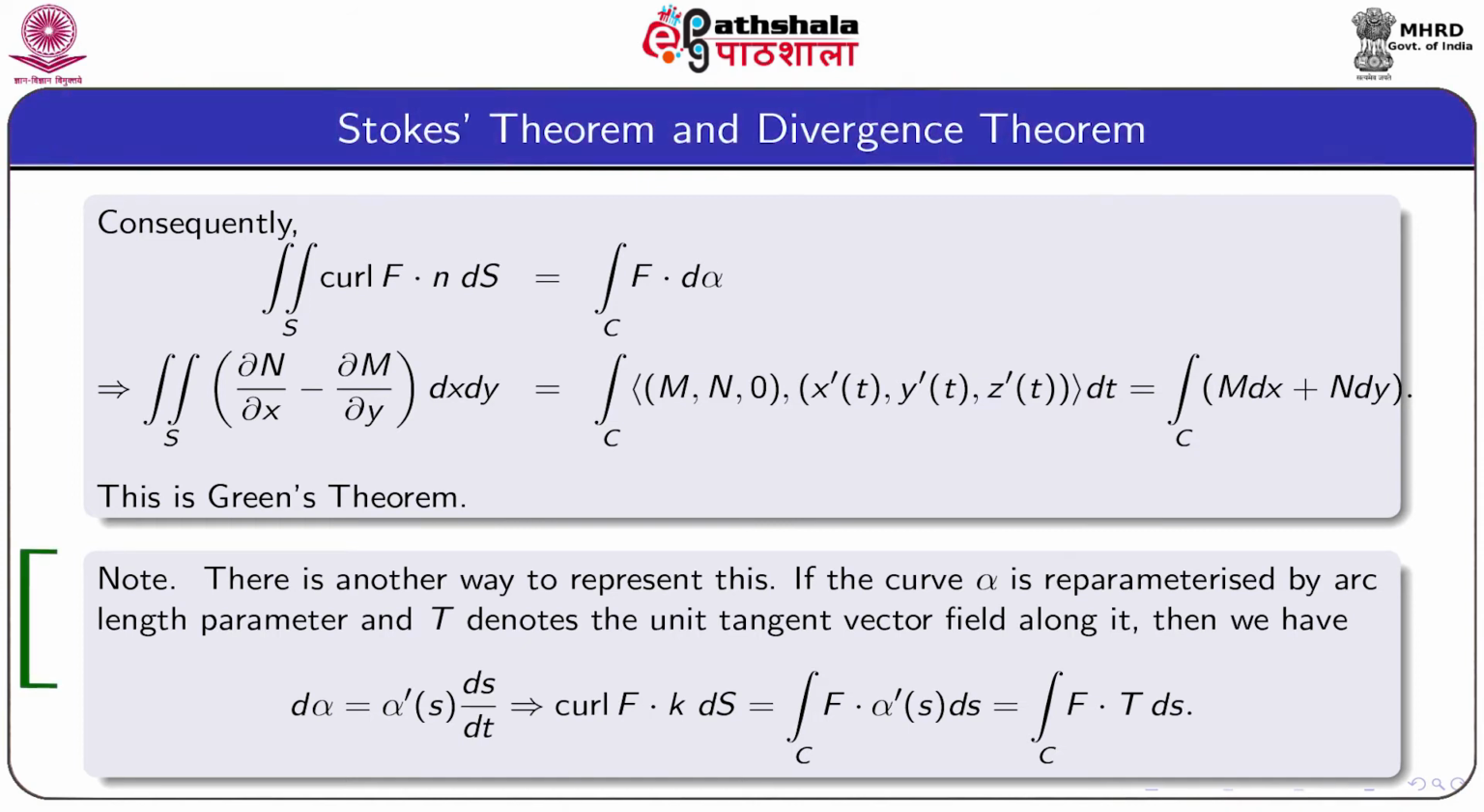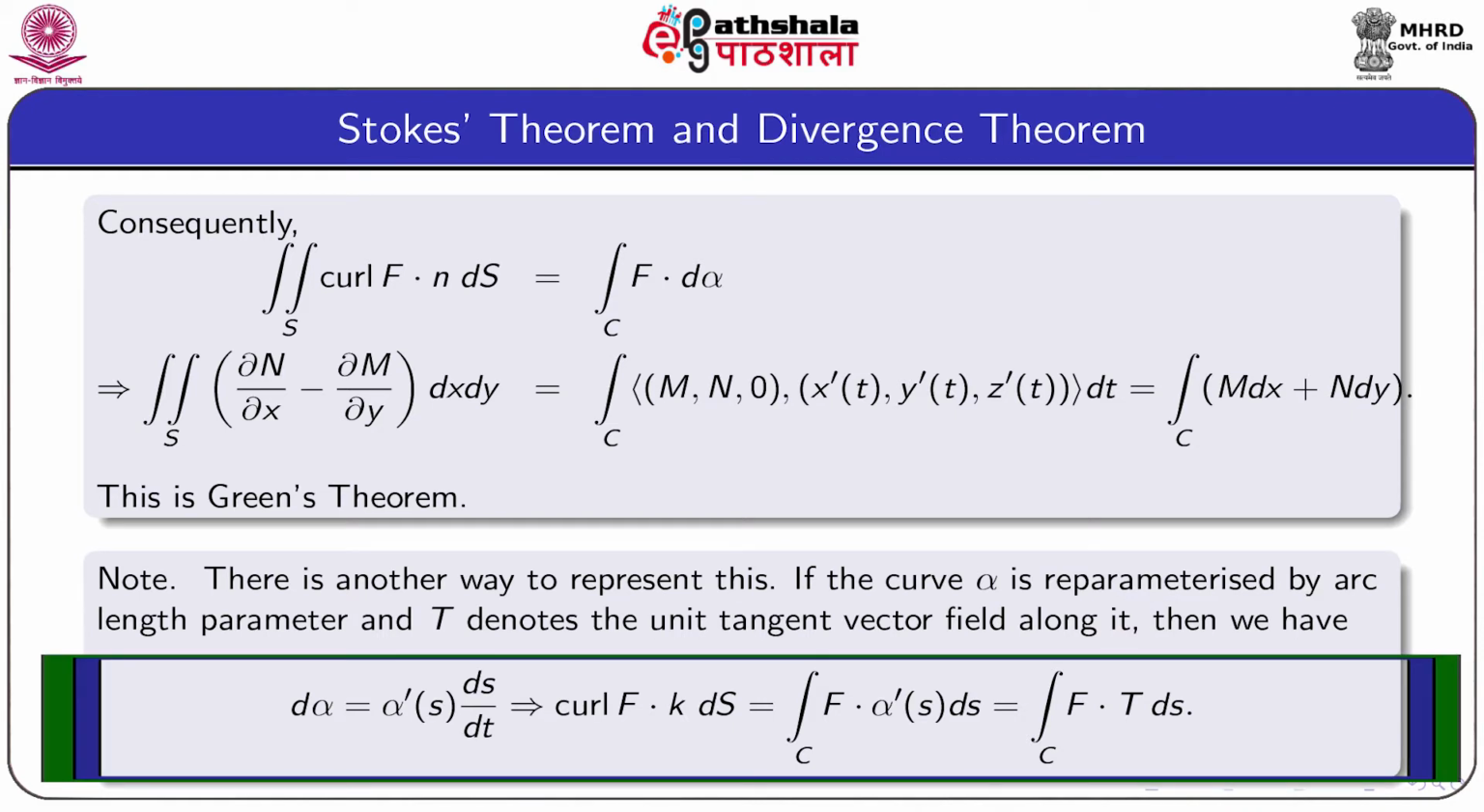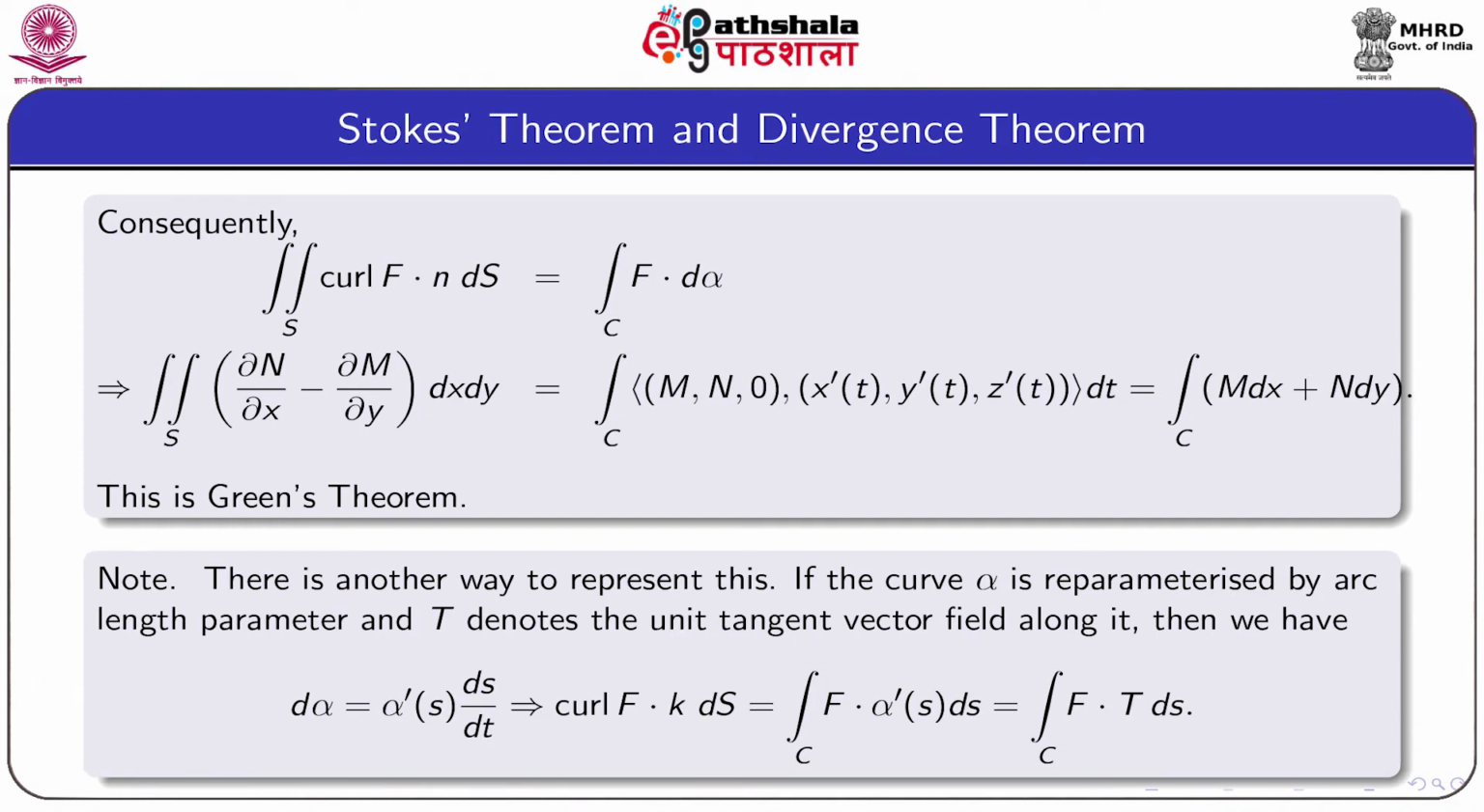One remark at this point, there is another way to represent this. If the curve alpha is reparameterized by arc length parameter and capital T denotes the unit tangent vector field along it, then we have d alpha equal to alpha'(s) ds. This implies the integral of curl F dot k dS equal to the line integral over C of F dot alpha'(s) ds. This equals the line integral over C of F dot T ds.